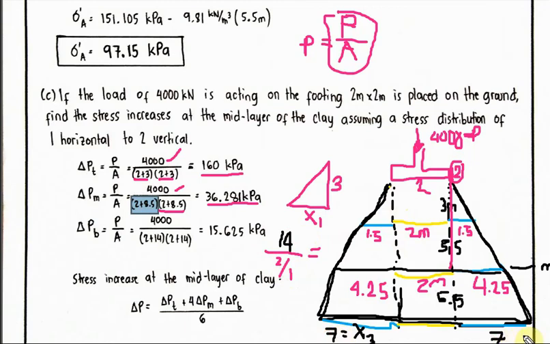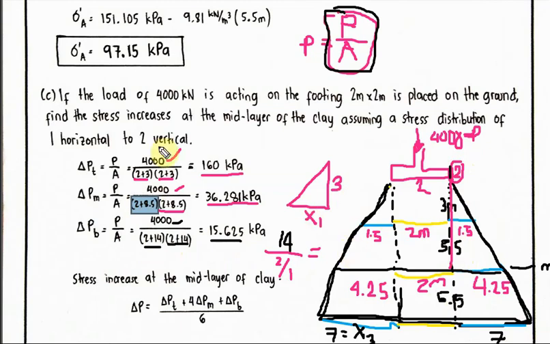Same again using this formula, P over A, with force of 4,000. The base is 7 plus 7, which is 14, plus 2, which is 16, times the height: 5.5 plus 5.5 plus 3 is 14, plus the footing of 2. Entering it in the calculator, we get 15.625 kilopascal.